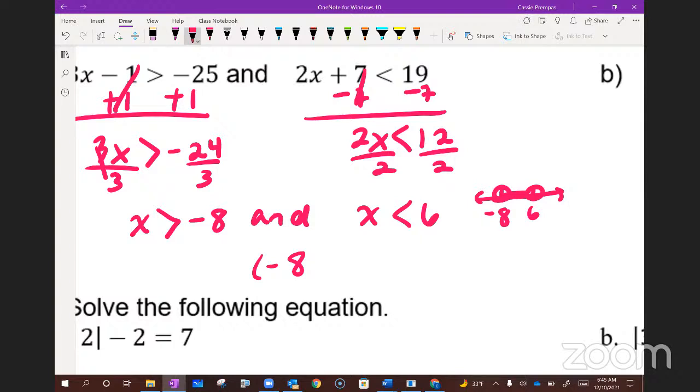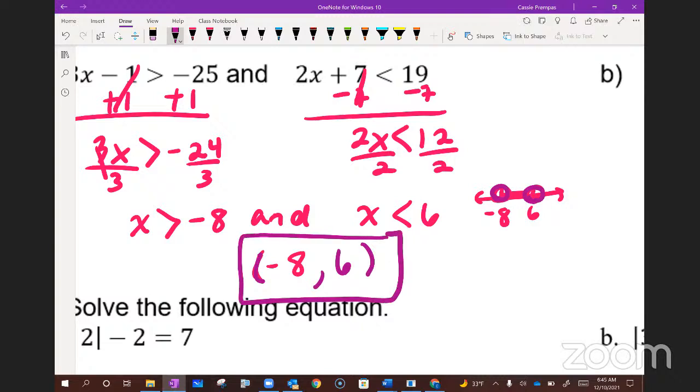The smallest value x could be is -8. I have a parentheses because it's an open circle, and then they can go up to +6. And again, it's a parentheses because of the open circle. So that would be the answer for this one.